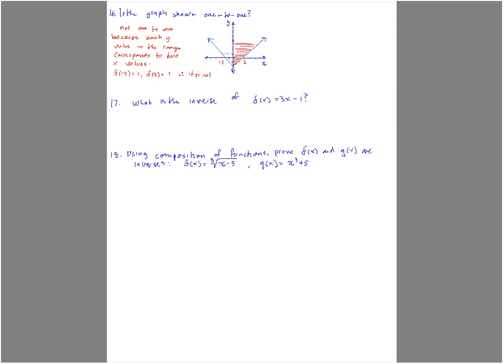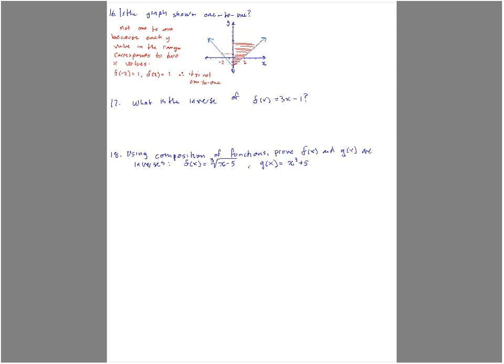One-to-one. Okay, pretty straightforward. Just look for duplicate values. If there are no duplicate values, then you know it's one-to-one. Easy peasy. Okay, so next question says, what is the inverse of f of x is equal to 3x minus 1?